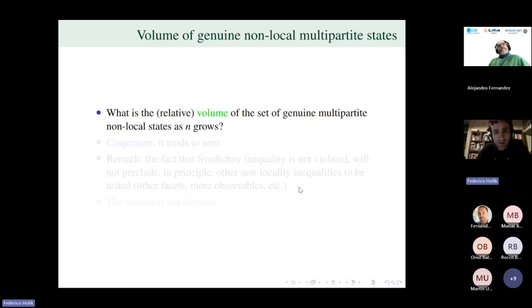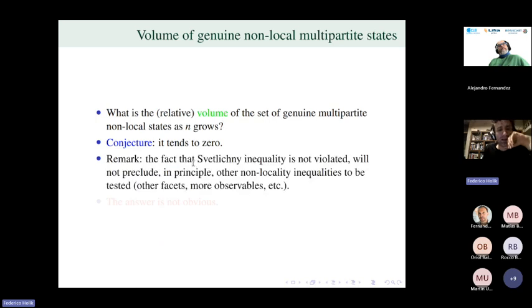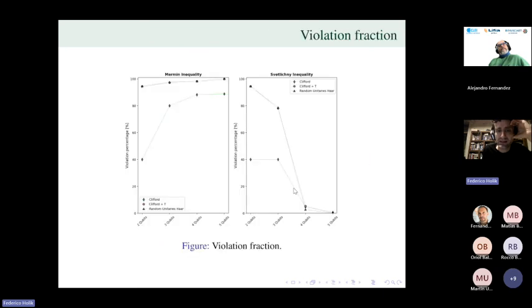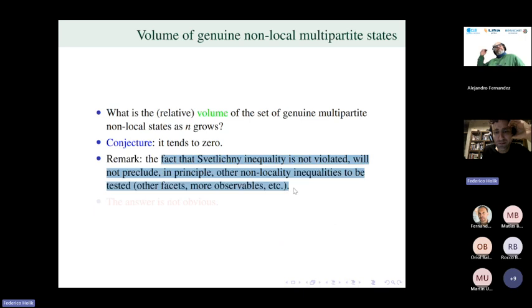So we are formulating the problem. What is the relative volume of the set of genuine multipartite non-local states? One possible conjecture could be that it tends to 0. And the fact that the Svetlichny inequality is not violated will not preclude, in principle, other non-locality inequalities to be tested, because there could be other phases. It's a very hard problem. So the answer is not obvious, but there is a very interesting problem for geometry of quantum mechanics here.